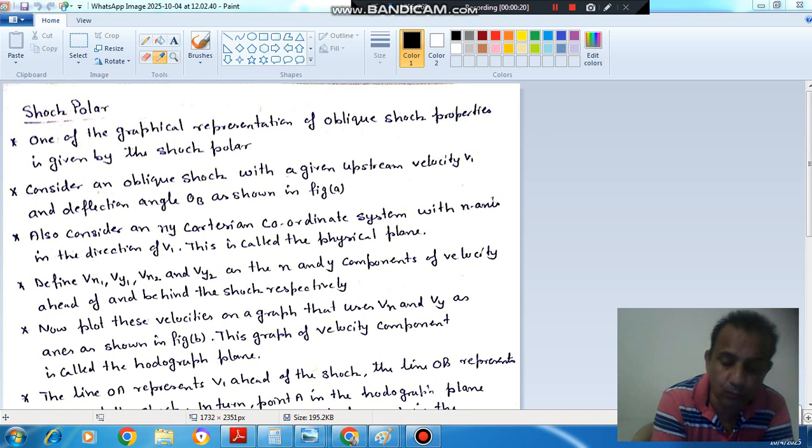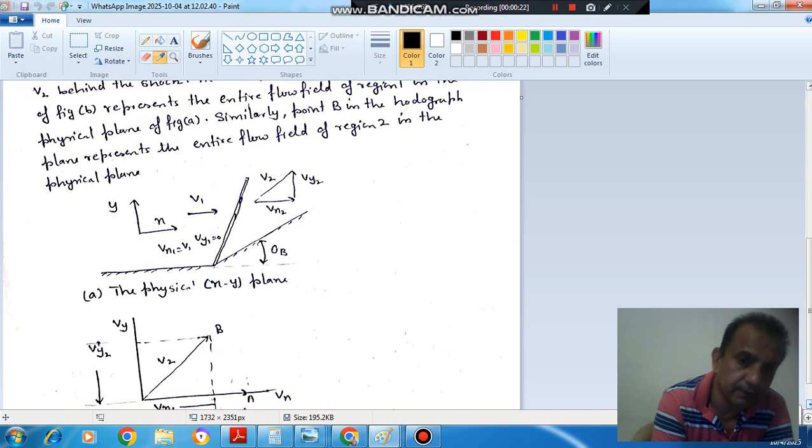In shock polar, so far we have studied that it is a graphical representation of oblique shock. So this is the graph on which this shock polar is represented. Here the x-axis represents the velocity in x direction and the y-axis represents velocity in y direction. Before shock, the velocity is in x direction only, so it is represented by OA. And after shock, the velocity is deflected by angle theta b, so it is represented by point B, OB. So it has two components, that is Vx2 and Vy2, and this angle is your theta b.